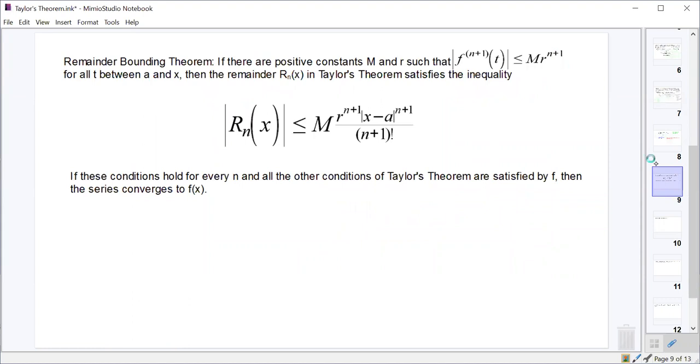We are going to not worry about this. This is not really required for you on the AP test. I usually talk about it. It's called the remainder bounding theorem, and it's going to let you prove things like e to the x converges for all real x. We just sort of looked at it and said it looks like it does, but this will allow you to prove that any function of e or some other functions converge for all x.